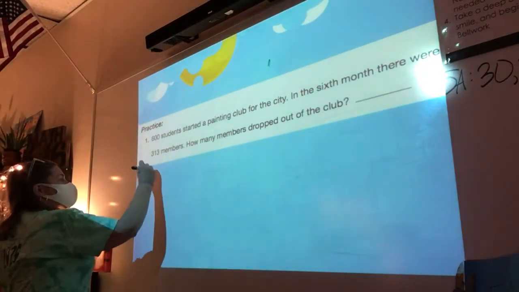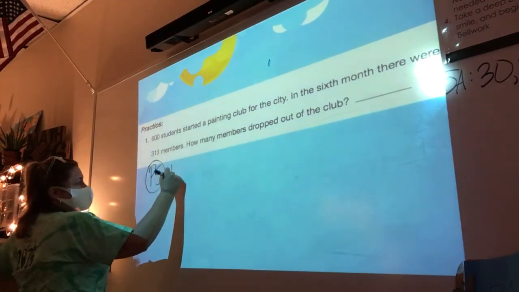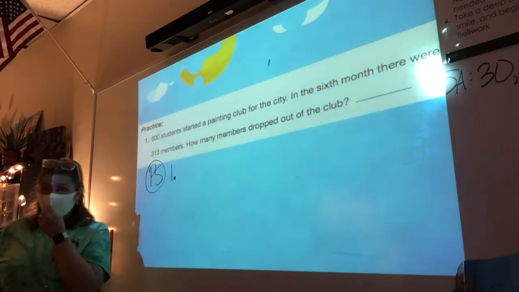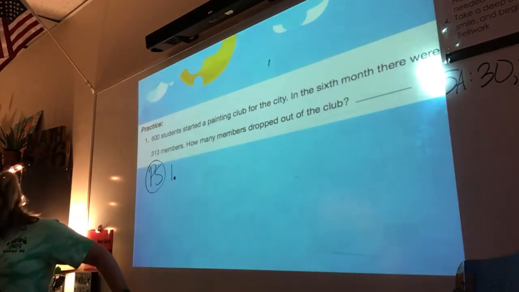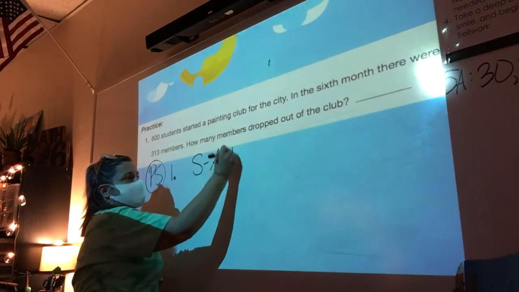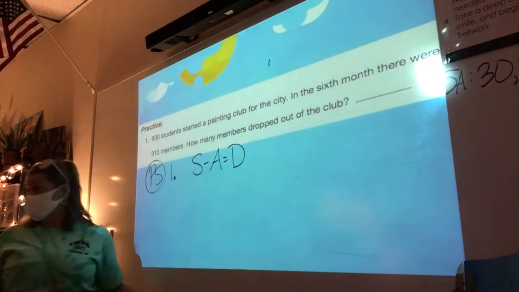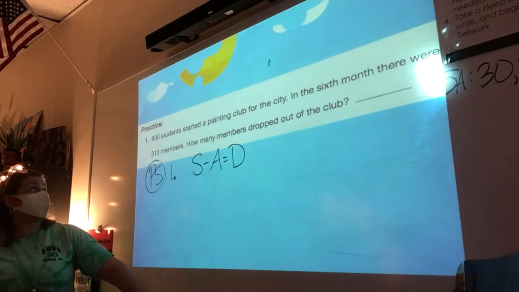All right, so call this PS for practice set and write down number 1. I'll give you a hint, it is going to be a sad problem. So go ahead and start with writing S minus A equals D. And so we're looking for what's separating. And the easiest thing to look for is always that starting amount.